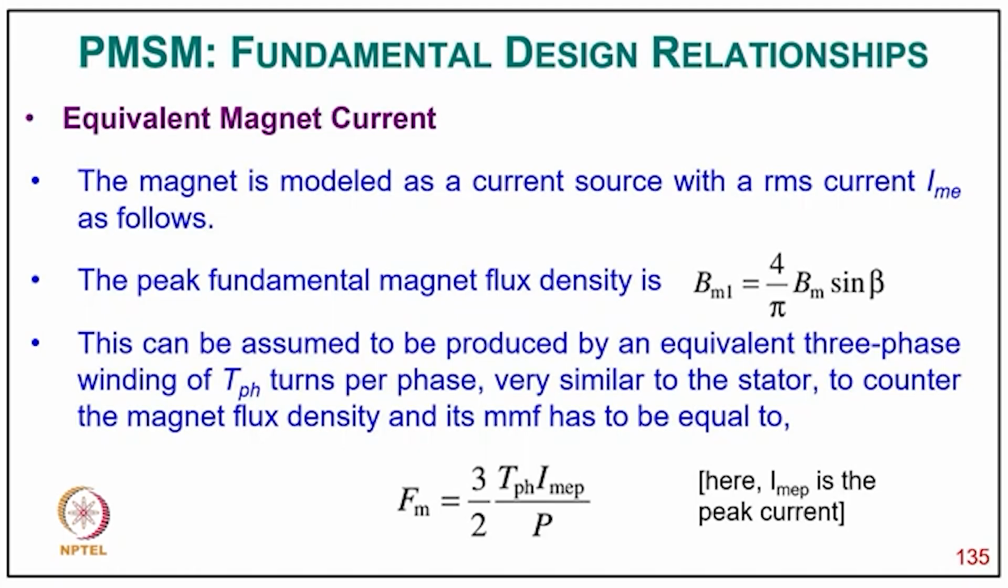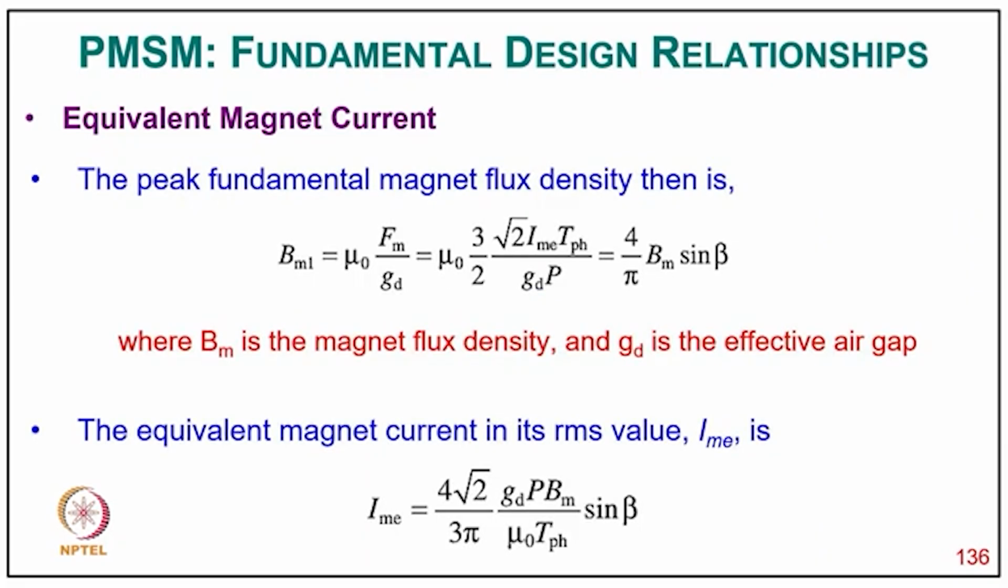So the equivalent magnet current, the magnet is modeled as a current source with the RMS current I_ME as follows, and the peak fundamental magnet flux density is B_m1 equal to 4/π B_m sin β, and this can be assumed to be produced by an equivalent three-phase winding of T_ph turns per phase, very similar to the stator, to counter the magnet flux density, and its MF is F_m equal to 3/2 T_ph I_MEP / p, where I_MEP is the peak current, and the peak fundamental magnet flux density is then given by B_m equal to μ0 F_m / G_d, that is μ0 · 3/2 · √2 I_ME T_ph / (G_d p) equal to 4/π B_m sin β, where B_m is the magnetic flux density, and G_d is the effective air gap.